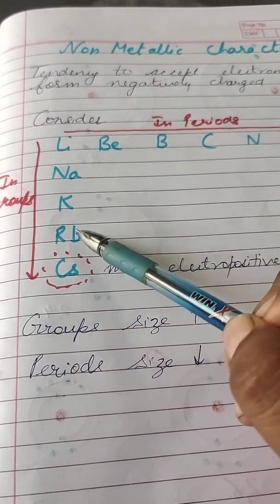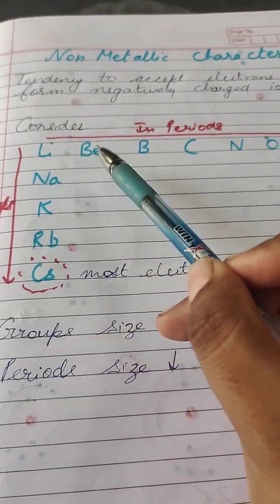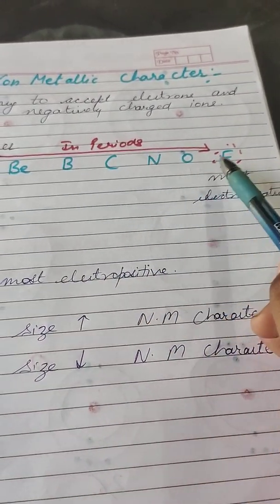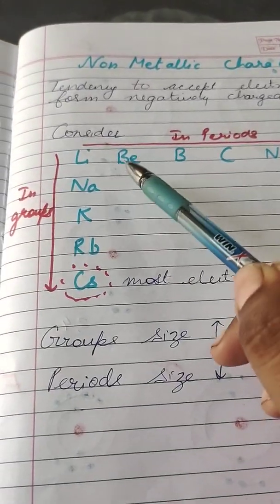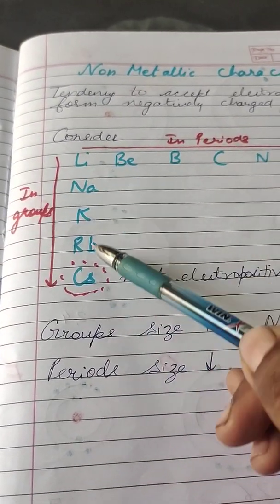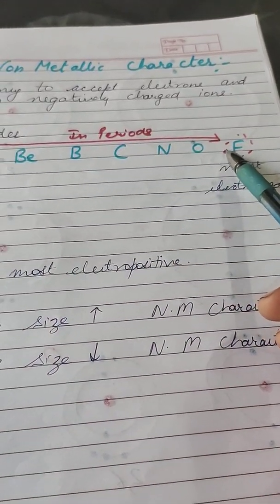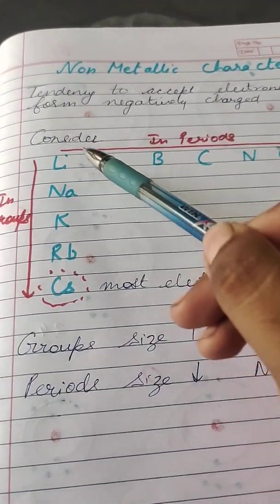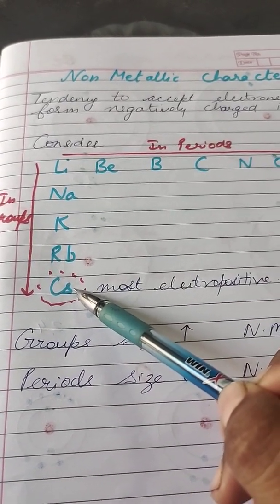Lithium, sodium, potassium, rubidium, cesium. This is I'm talking about of a group. Lithium, beryllium, boron, carbon, nitrogen, oxygen, fluorine. This is I'm talking about a period. Now what happens in group? In group, size is going to increase. Yes, in period, size is going to decrease. So as you can see here, cesium is going to have the largest size.